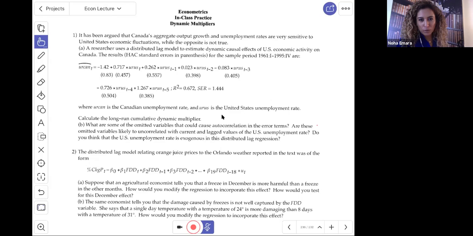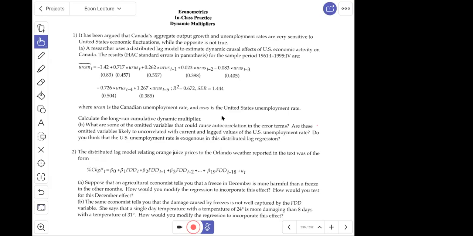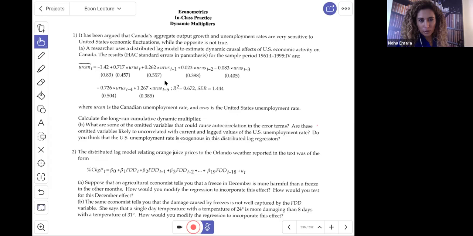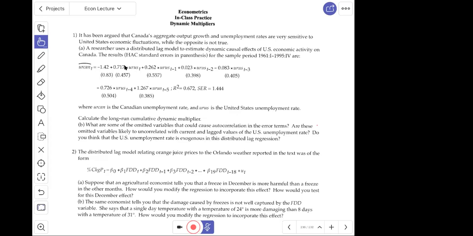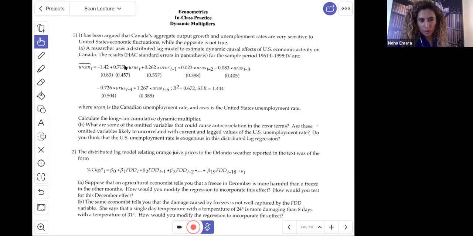How did you get the 3.5? Oh, since I saw the word cumulative, I thought you would add the 0.83, the numbers in parentheses. No, remember the numbers in the parentheses are standard errors. So what you want to add up is the coefficients, which are the impact, not the standard errors, right? Okay.